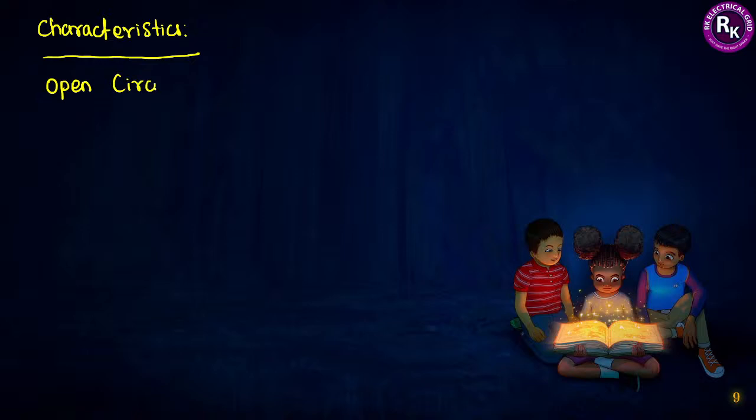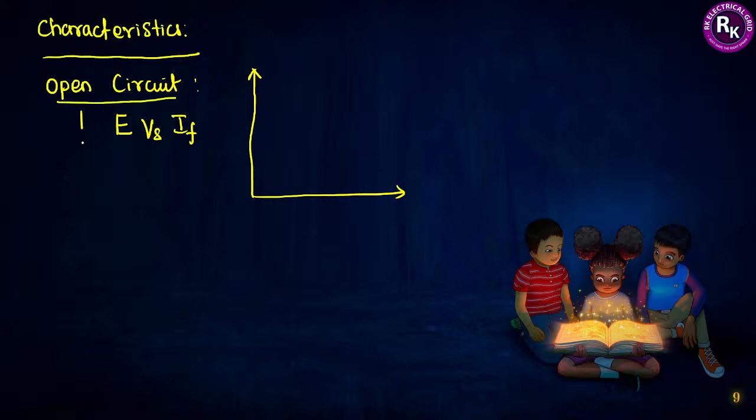Open circuit characteristics. Let us take two axes, one is the x-axis and the other is the y-axis. In case of open circuit, we will be dealing with the induced voltage E versus field current IF. When we are drawing the open circuit characteristics, one more most important point is that the speed should be kept constant. Speed of the alternator is constant.